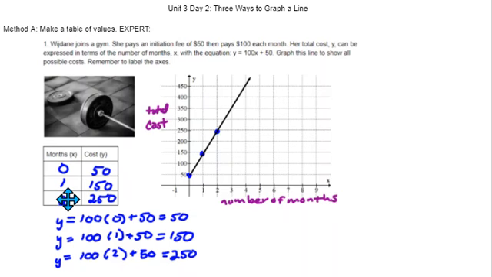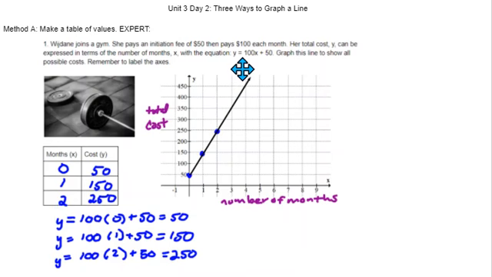Okay, over here, I chose 0, 1, and 2 for months. Sometimes looking at the x-axis can give you an idea of what you might want to choose for your x's, and since 0, 1, and 2 were on there, I picked them. Down here, I can show you the math that I did.